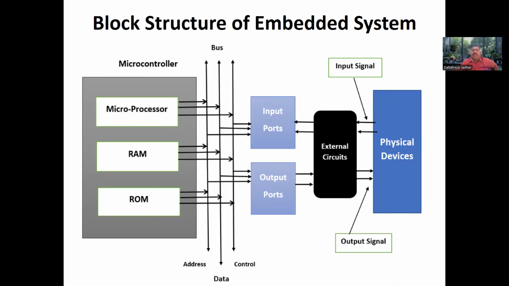So generally, what elements are considered in the block diagram of an embedded system? It concerns a number of parameters, like a processor with some memory, either RAM or ROM. So we say that a microcontroller consists of the microprocessor, RAM and ROM with some bus, and we have a transmission media, then some input devices, output devices, some external circuits, then physical devices, output signal, input signal.